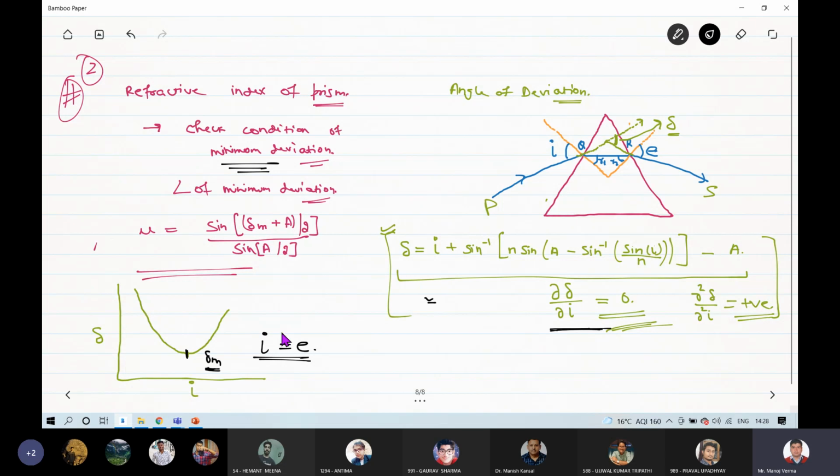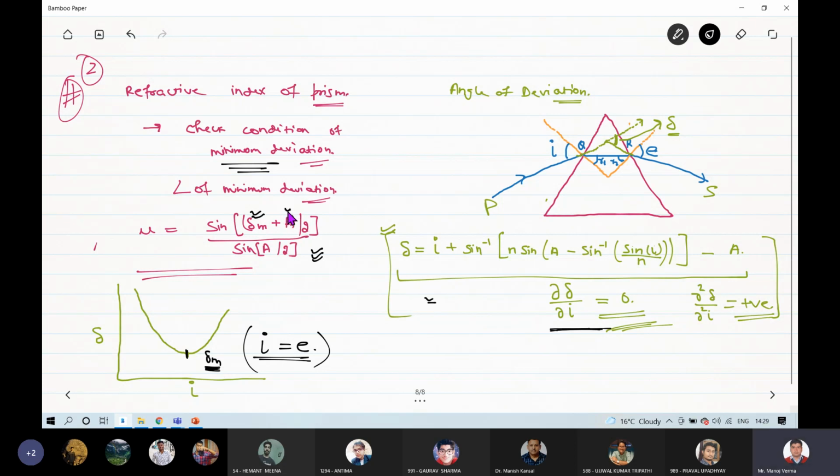Now, why I am focusing on this point, the angle of minimum deviation, where these two angles will be equal? Because in the derivation of this formula, I will assume that I is equal to E. Then only I can simplify my expression to this formula. So experimentally, I will try to find the angle of minimum deviation at which the ray is getting minimal deviation from its original course. At that point, I will calculate this delta M. I will assume that I is equal to E, so that this formula will hold good.